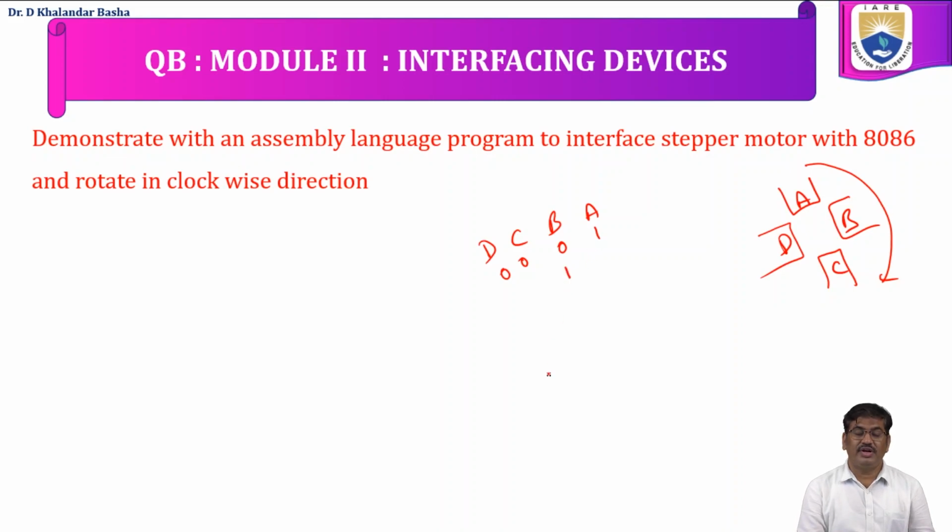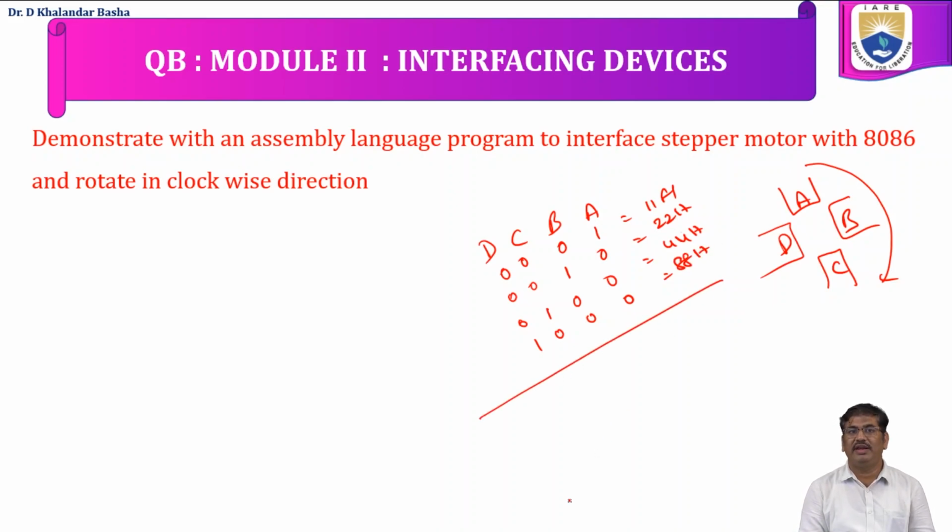Next we are going to excite winding B, next winding C, next winding D. So the values which we can write for this are 11H, 22H, 44H, 88H. This is for clockwise, one winding at a time. If you are going for 2 windings at a time, AB is one excitation pulse, BC the second, the next one is CD, and the last one is DA. Like this, 2 winding excitation is also applicable.